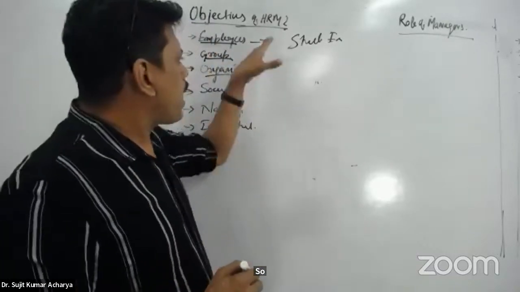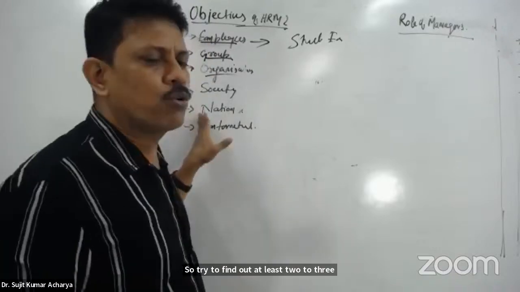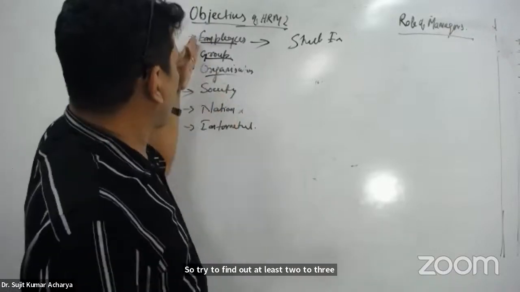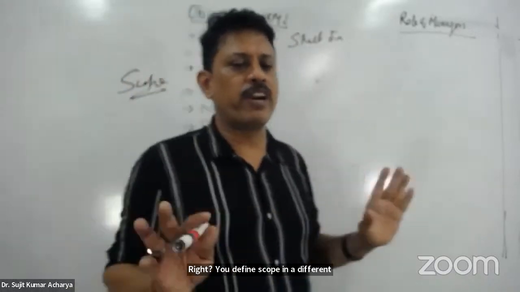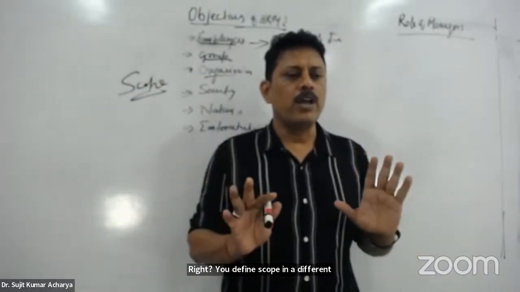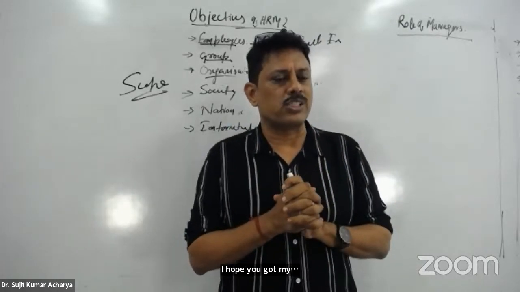So try to find out at least 2 to 3 points from each of the groups, right? You define the scope in a different form, you define the objective in a different form. I hope you got my point so that you can answer the questions.